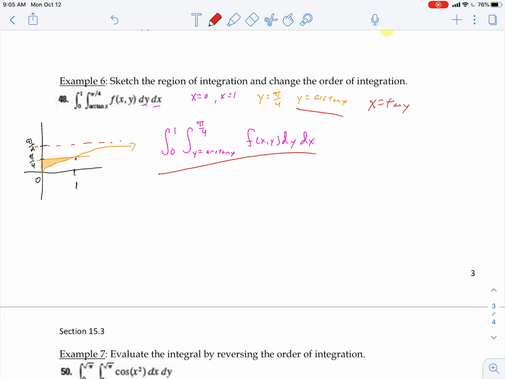So the way I can rewrite this is going to be the integral. I can do my y's first, which are going to be 0 to pi over 4. And then when I do my x's, I'm going to go from furthest left. Furthest left for my x is going to be 0. Furthest right for my x is going to be tangent y. F of x, y, and then now I'll say dx dy. And so that's the solution.